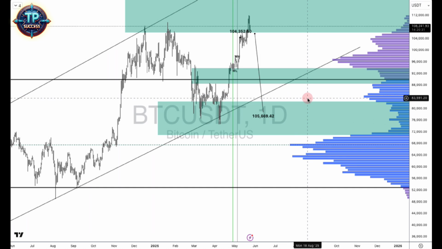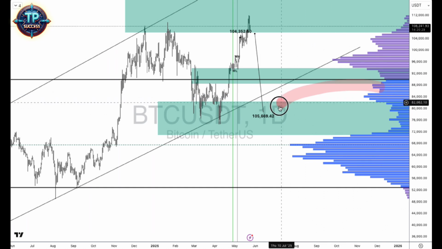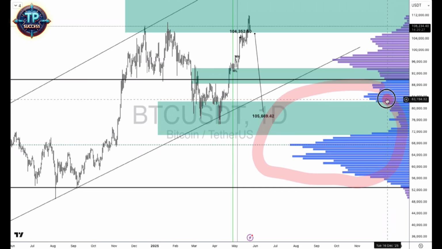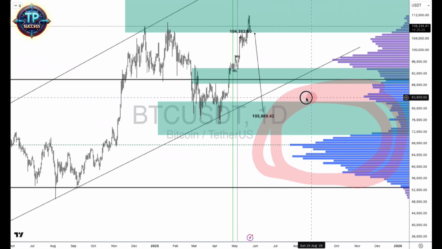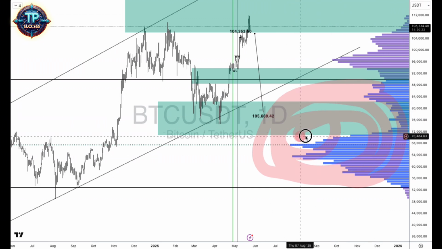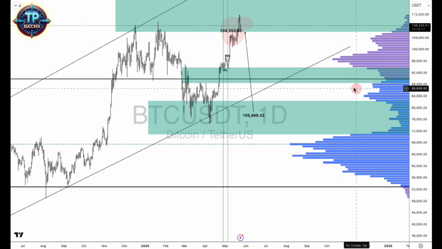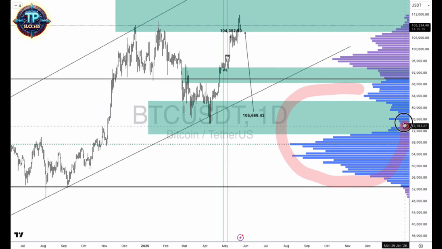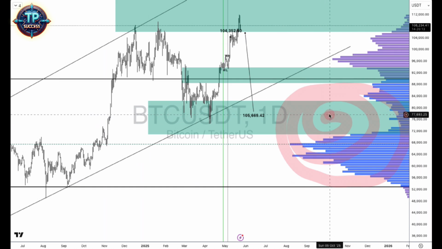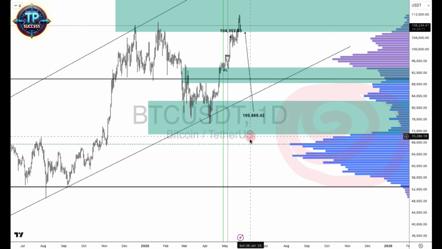But as we can see, this area right here is the high value area of the volume profile. This is the most important area that I can draw your attention to. Even though price is up here right now, this is the most important area. This is where all the action is, so you want to be mindful about this.